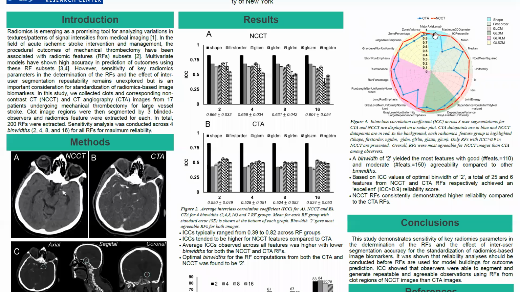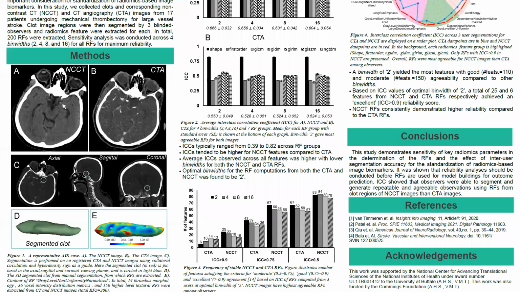Again, based on the ICC values of optimal bin width of 2, we saw that a total of 25 NCCT and 6 CTA radiomic features respectively achieved an excellent reliability score as well, which can also be seen in figure 4 right here. You can again consistently see that for the features that showed excellent reliability, clearly the NCCT features are doing a much better job compared to the CTA features, because the red line you can see is clearly further away from center compared to the blue line right here. Again, these dots are ICCs corresponding to the feature name that you see concentrically written outside the circle.